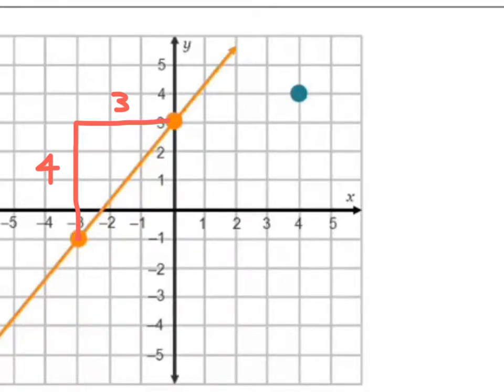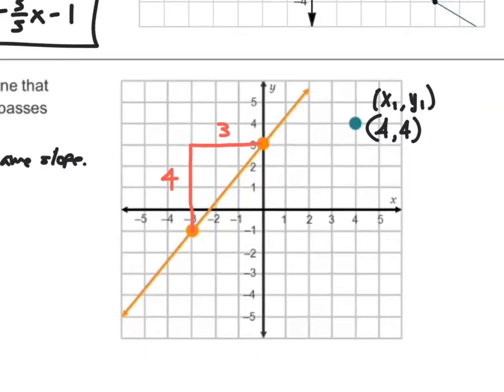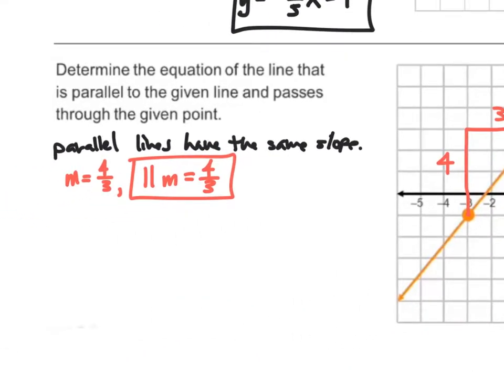Now this point here, I'm going to call this x sub 1, comma, y sub 1. All right? And so I know this is going to be the point 4, 4. And I'm going to do this in two different ways, because it didn't tell us what form the equation has to be in. I'm going to use point slope form first.